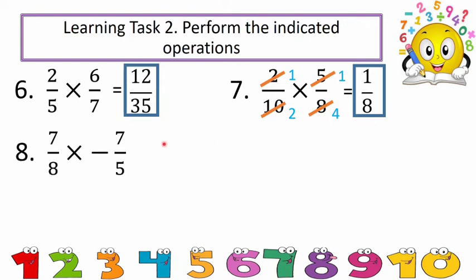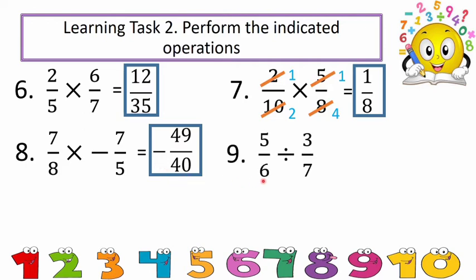Now let us have example number 8. So we have 7 over 8 times negative 7 over 5. Remember the rule in multiplication of signed numbers: different signs, the product is negative. So it is equal to negative 49 over 40. 7 times 7 is 49, and 8 times 5 is 40. Different signs, negative. So the product is negative 49 over 40.